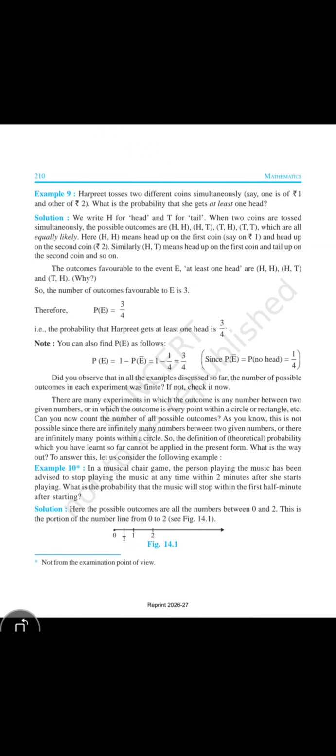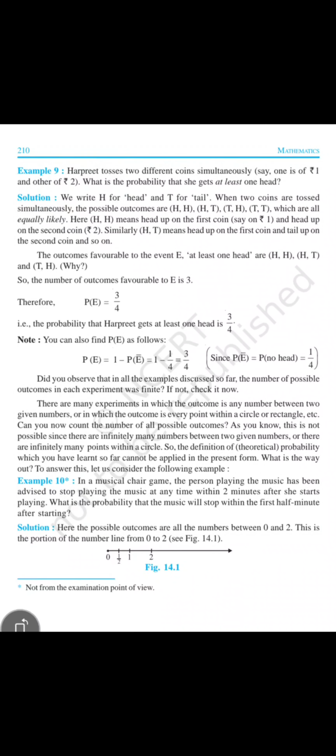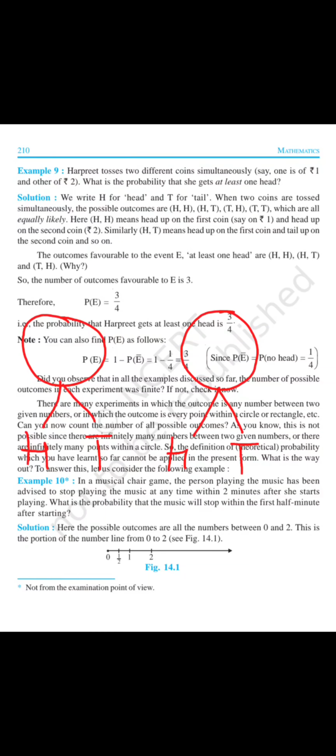Example 9. Harpreet tosses 2 different coins simultaneously, say one is of 1 rupee and the other is of 2 rupees. What is the probability that she gets at least one head? Listen, 2 coins are there. It means head, tail, head, tail. Correct?